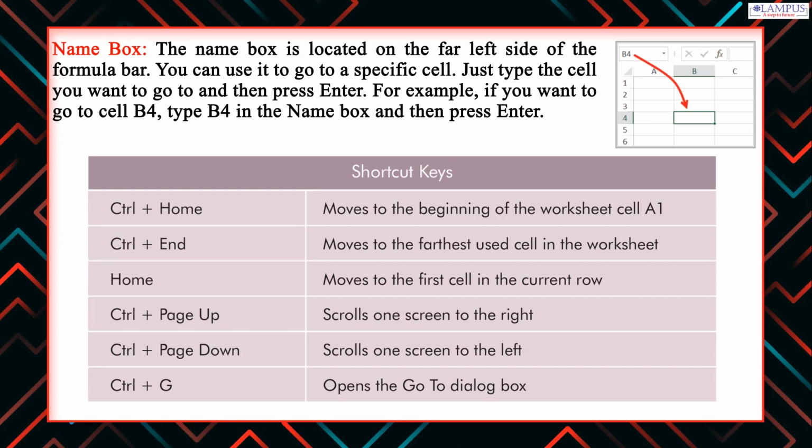Shortcut keys. Ctrl plus Home moves to the beginning of the worksheet, cell A1. Ctrl plus End moves to the farthest used cell in the worksheet. Home moves to the first cell in the current row. Ctrl plus Page Up scrolls one screen to the right. Ctrl plus Page Down scrolls one screen to the left. Ctrl plus G opens the Go To dialog box.